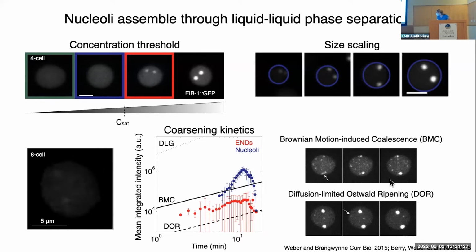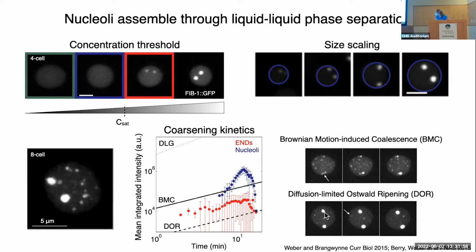And we directly see that. So here there are initially three droplets that come together to form a single droplet. And also diffusion limited Ostwald ripening, in which material will leave small droplets because of their high curvature and diffuse through the medium and enter large droplets. And so you get overall an increase in the size of the droplets and a disappearance of small droplets.